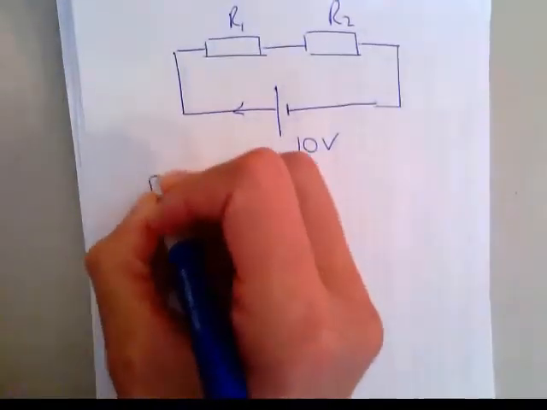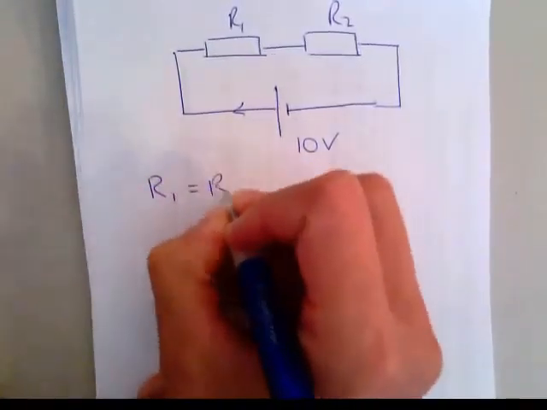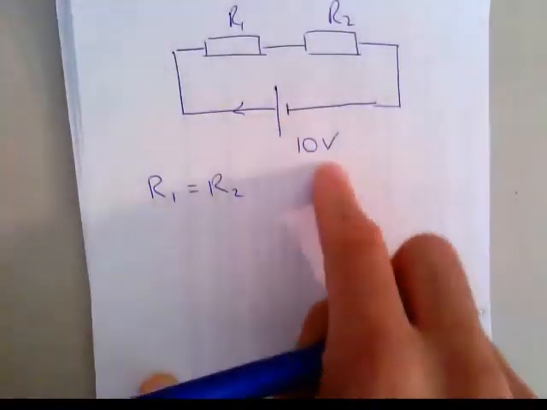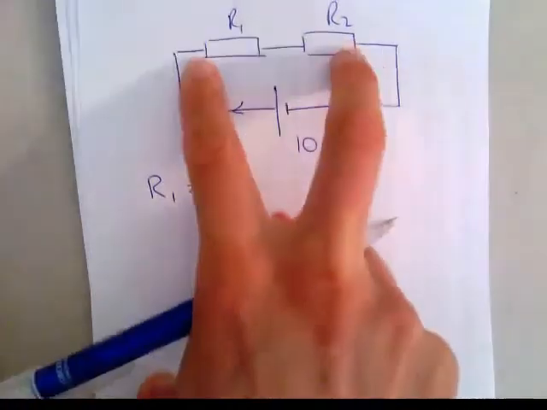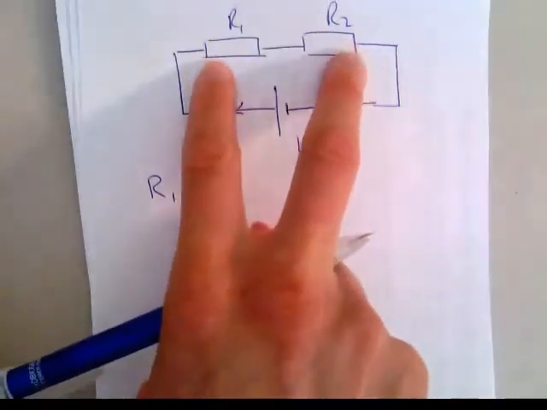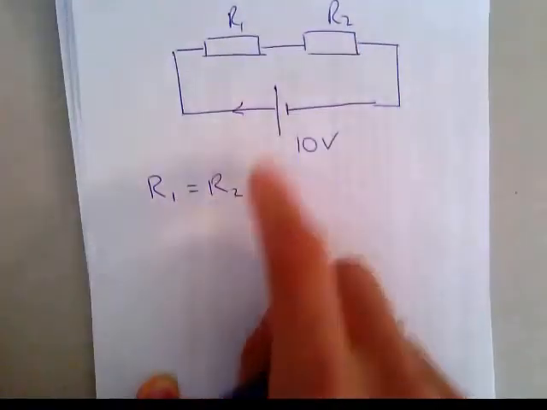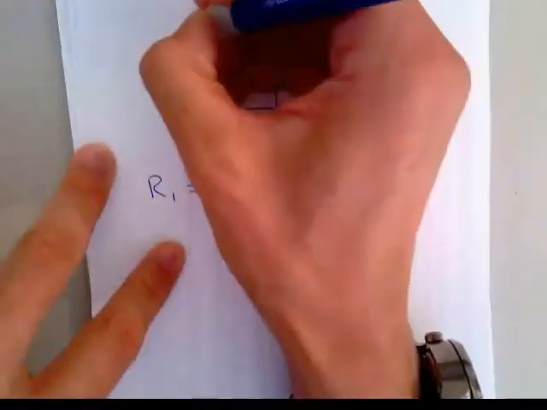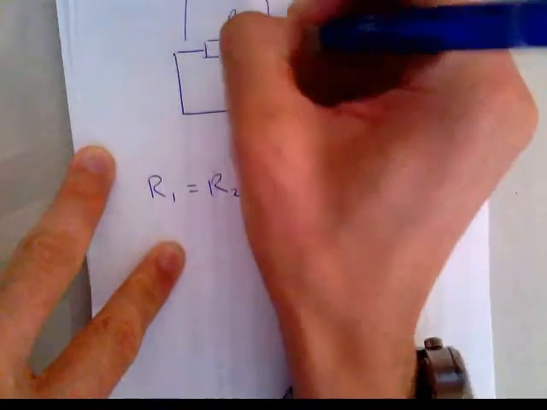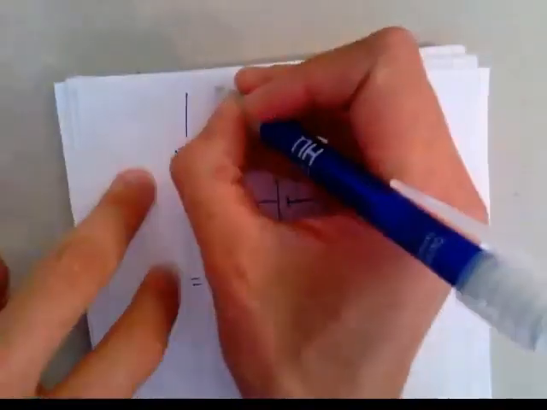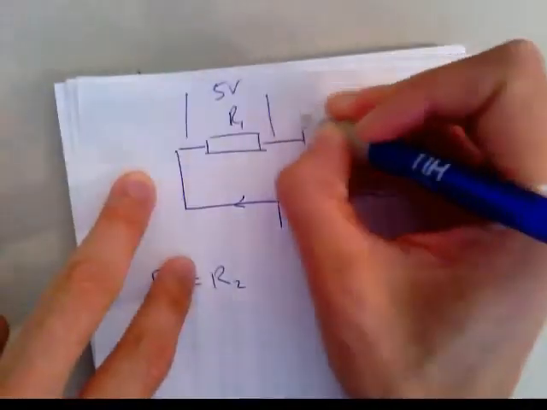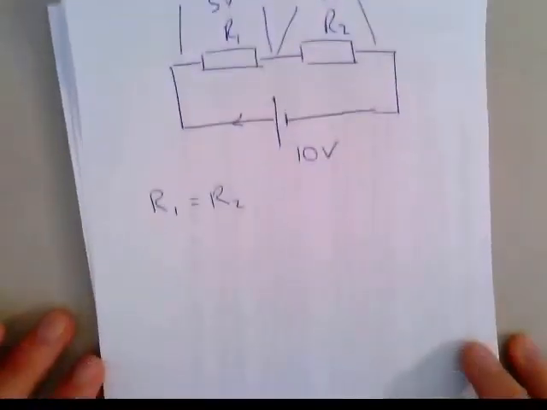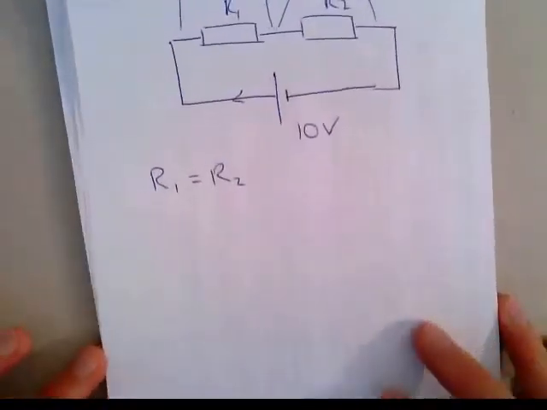Now, hopefully you already know that whatever the voltage in this circuit will be divided across these two resistors. If the two resistances are equal, then the voltage is divided equally across these two. So if I measured across here, I would get 5 volts, and if I measured across here, I would have 5 volts. So that's how a normal voltage divider works.